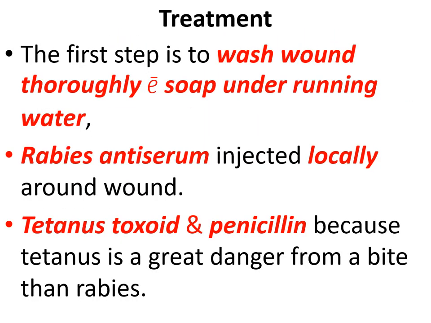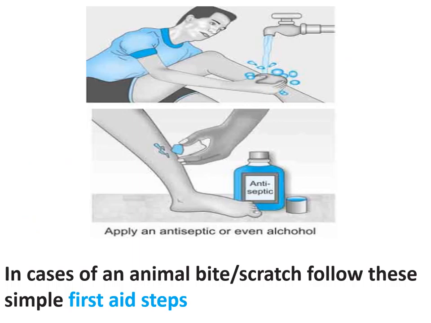Treatment. The first step is to wash the wound thoroughly with soap under running water. Rabies serum is injected locally around the wound, with tetanus toxoid and penicillin, because tetanus is a great danger from a bite. In cases of any animal bite, not only dog, or scratch, follow this simple first aid: wash under water with soap or use an antiseptic.